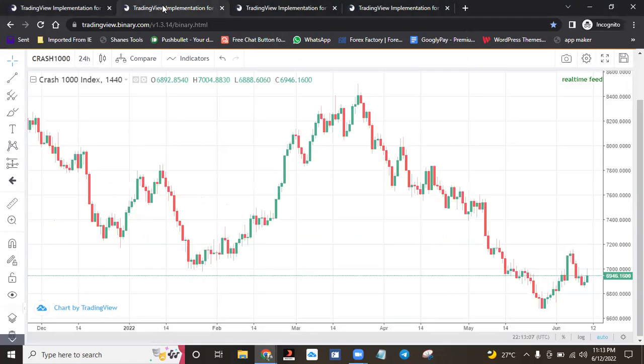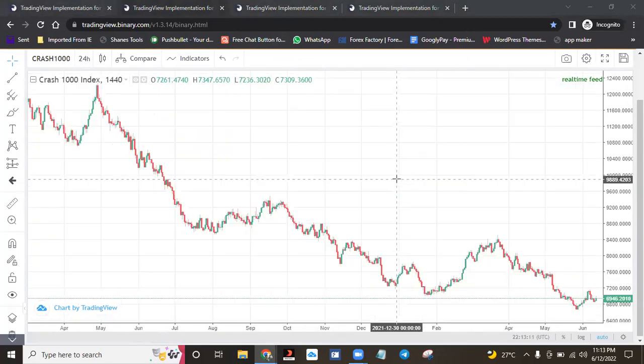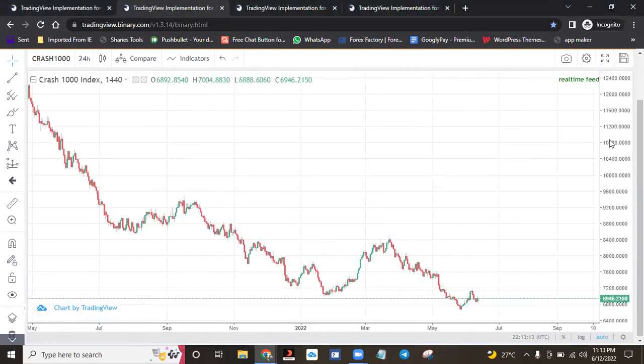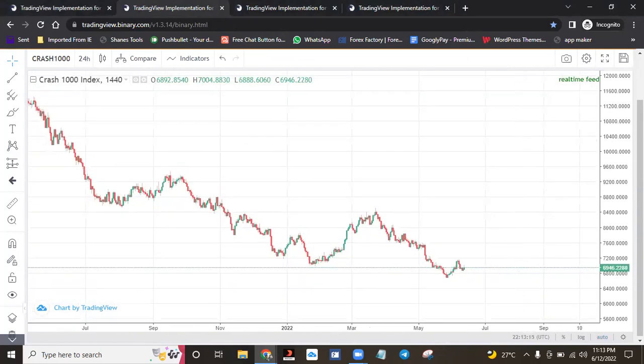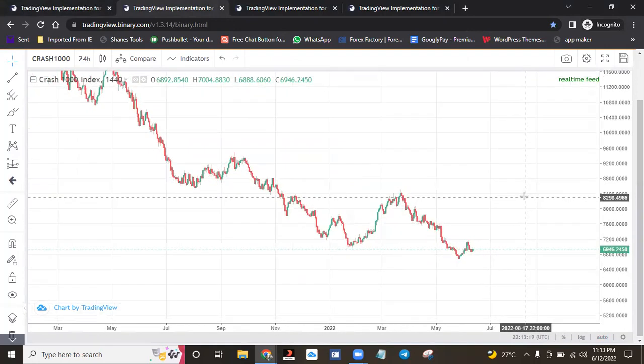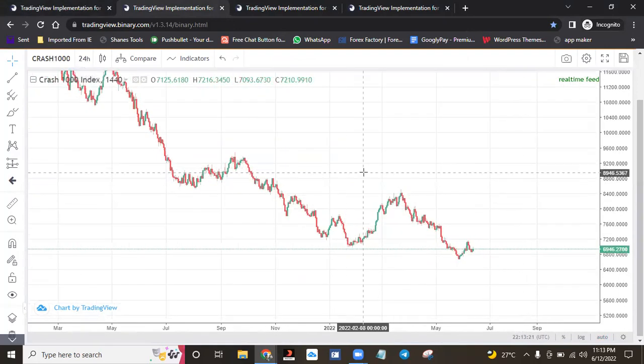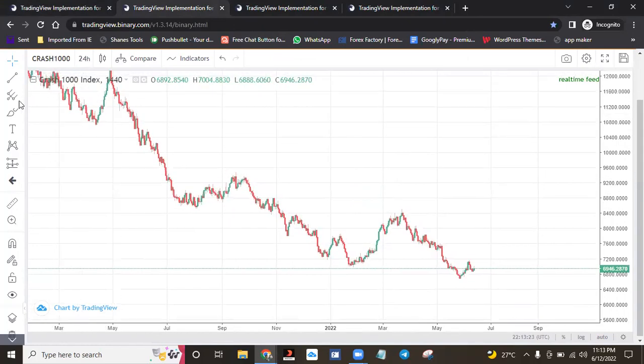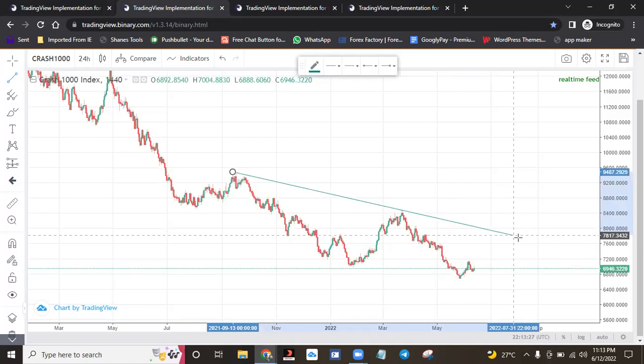So let us look into Crash 1000. What do we expect in Crash 1000? Because it's a weekly analysis, that's why I'm actually running the analysis on a daily time frame. Okay. Crash 1000 has been crashing massively, and quite a lot of people have been making quite a lot of pips from the crash market.